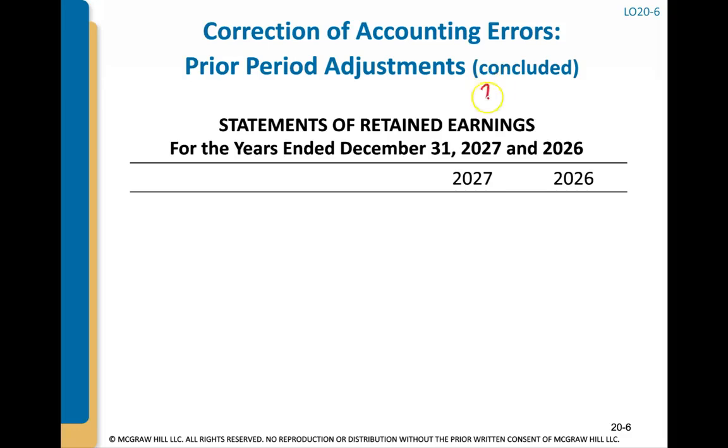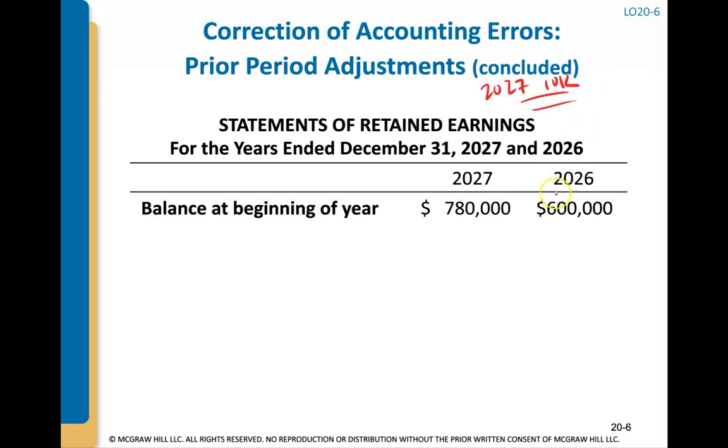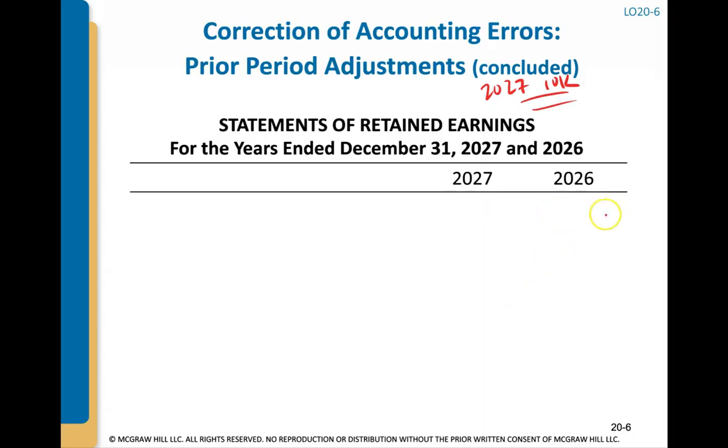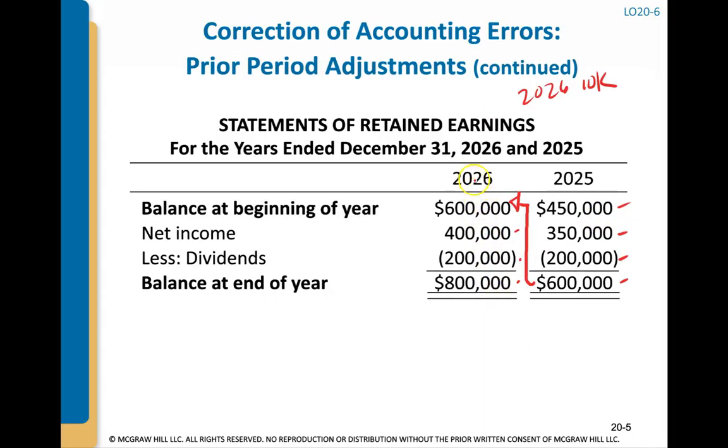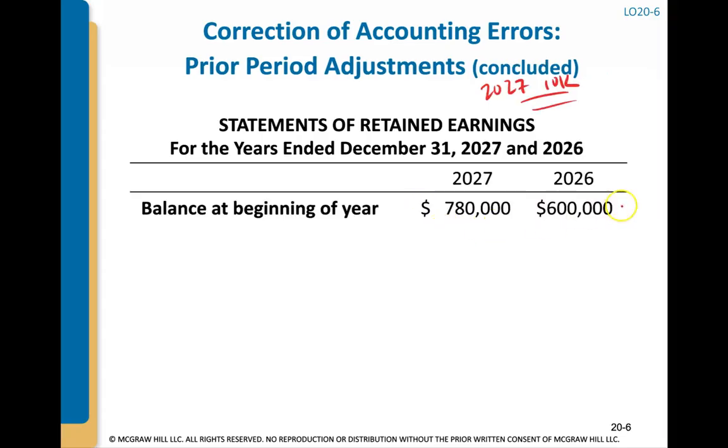Let's move forward to the 2027 year, and let's just say we discovered an error from 2026. So we saw here our 2026 retained earnings, we have to show it exactly the same way. So in 2026, the beginning balance was 600,000, which is what we're going to show as our 2026 beginning balance. But now we've discovered that we need to reduce our retained earnings because our net income got reduced in the prior year, right?